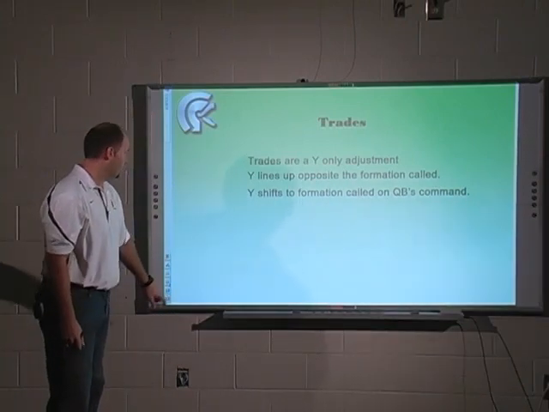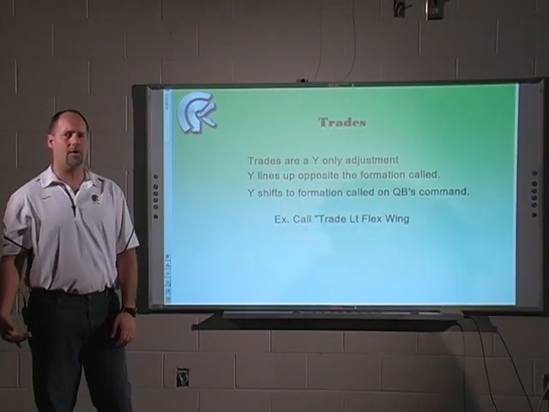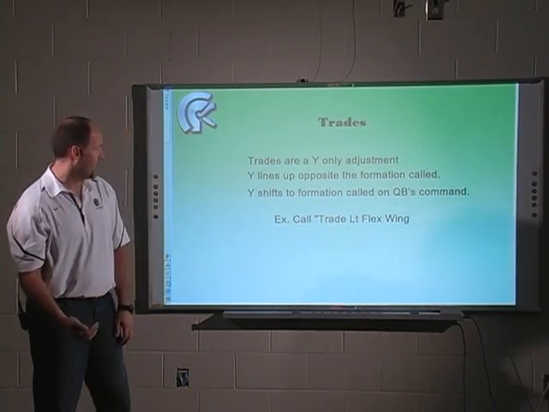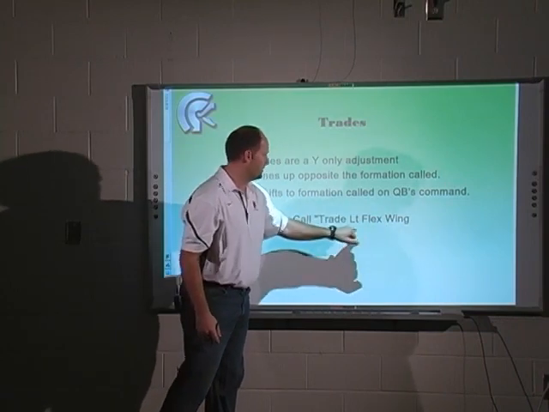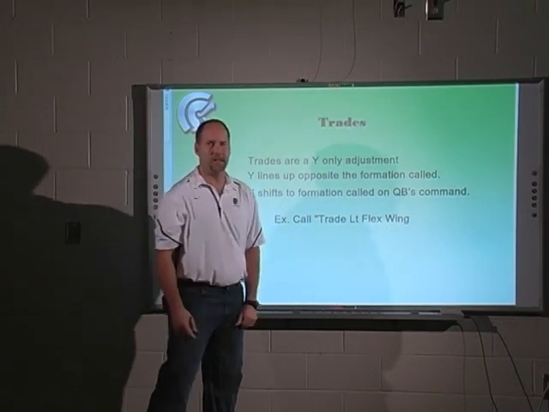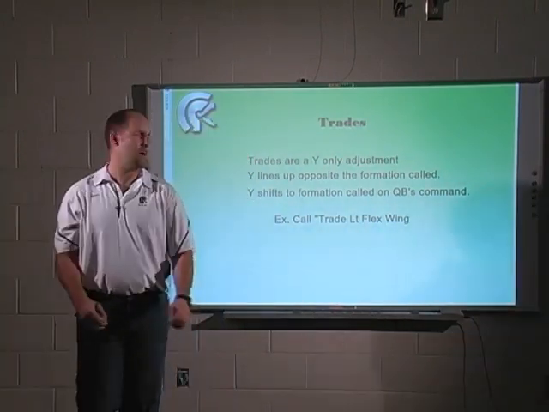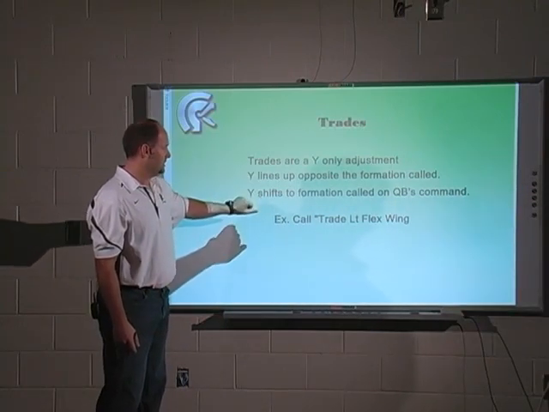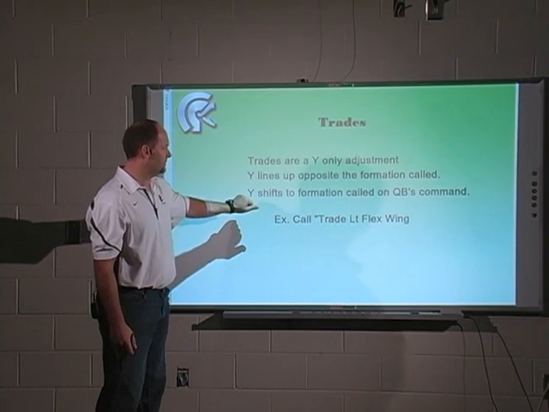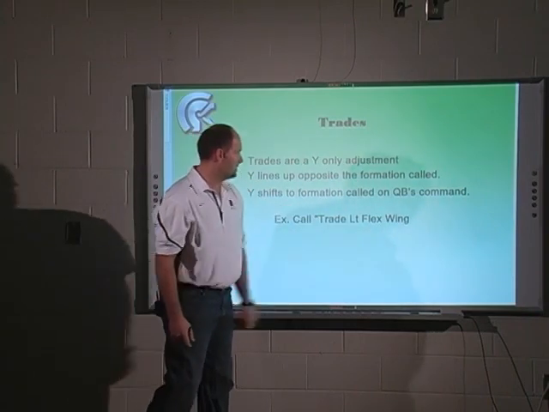So let's look at an example. Example call for us may be trade left flex wing. So for us, left flex wing is the formation. Trade is talking to the Y, so we're telling the Y, hey, you line up opposite the formation that's called. On the quarterback's command, you'll shift over into this formation that's called left flex wing.